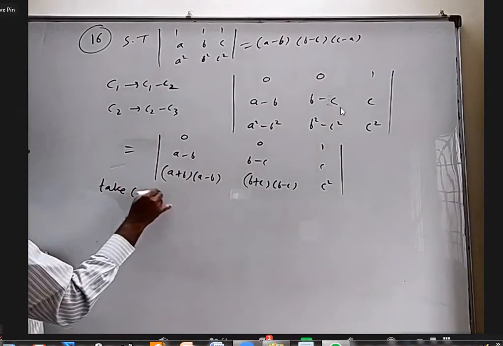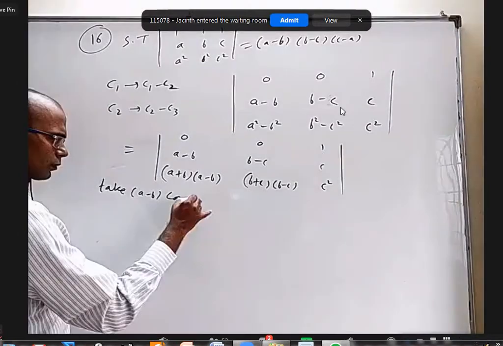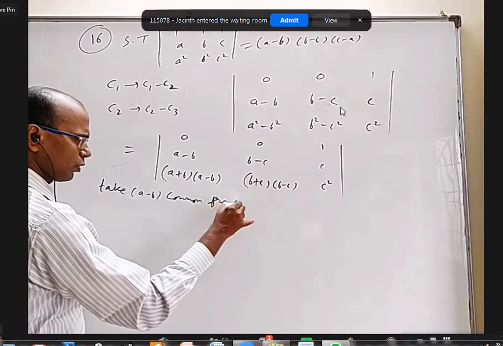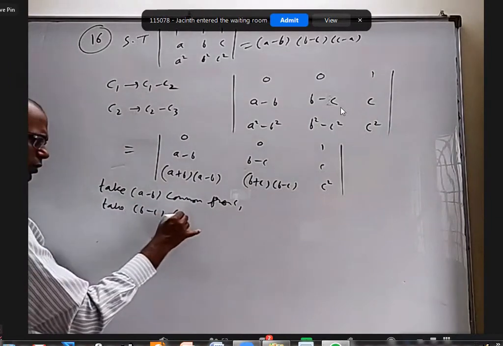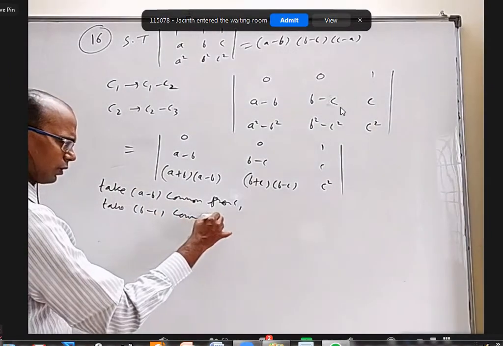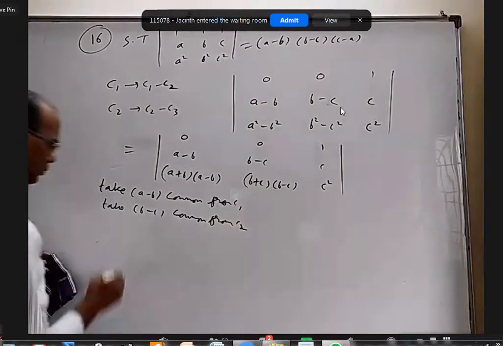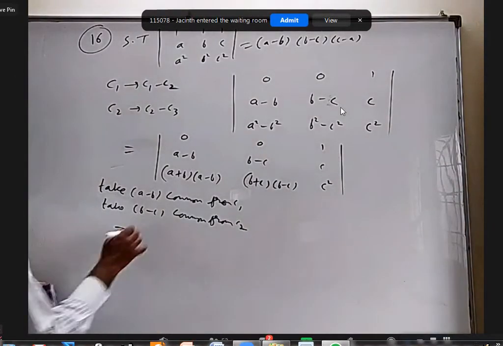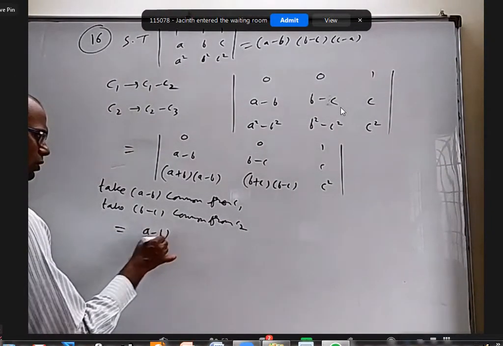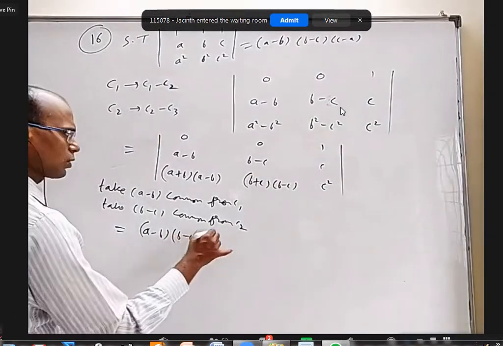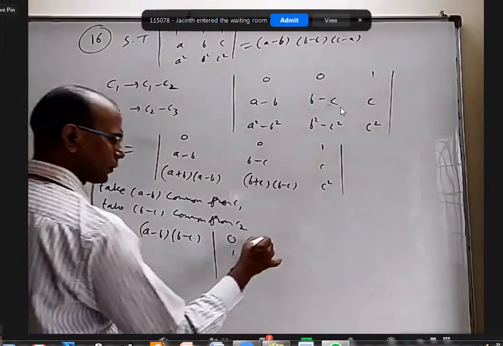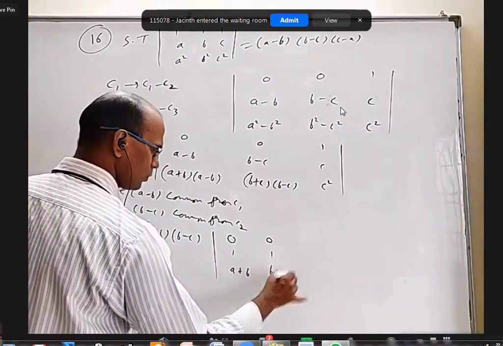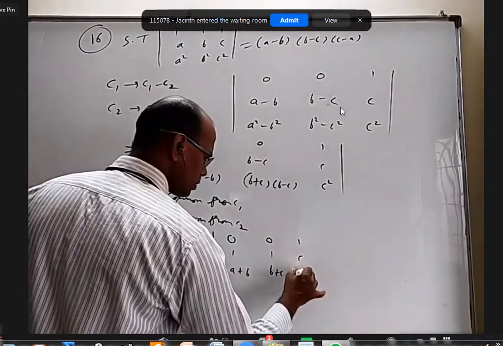Take A minus B common from column 1 and take B minus C common from column 2. You will get A minus B common, B minus C common. You will get 0, 1 and A plus B. 0, 1 and B plus C. 1, C, C square.